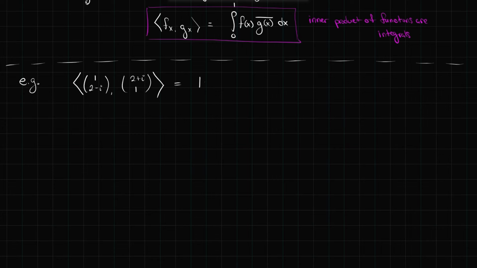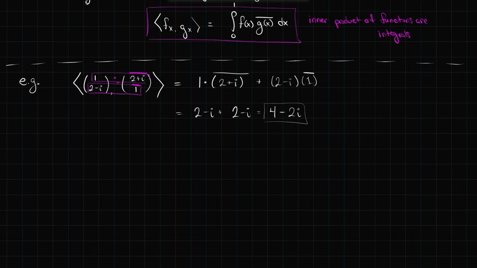We get 1 times, so I'm just looking horizontally across here. I'm going to multiply and give a complex conjugate to the second term. So we'll go complex conjugate of 2 plus i, plus I'm going to go horizontally again and give a complex conjugate to the second term. We will have 2 minus i times 1 with a complex conjugate on it. And the output here then will be 1 times 2 minus i plus 1 times 2 minus i. We're going to recover 4 minus 2i.